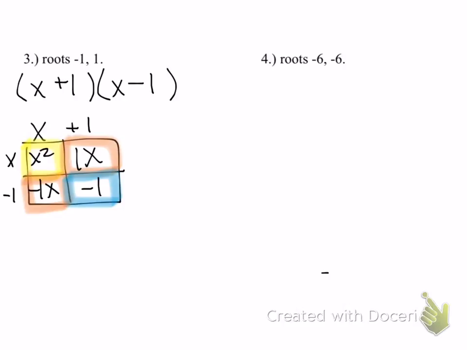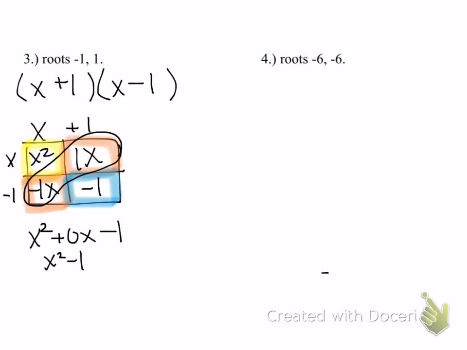So let's write the first one first, the yellow. So I got x squared. I combine my middle. I've got 1 minus 1, which gives me 0. And then, so you can put plus 0x, or you can just not write it at all, and then minus 1. So we would have x squared minus 1. Beautiful. All right, next one.